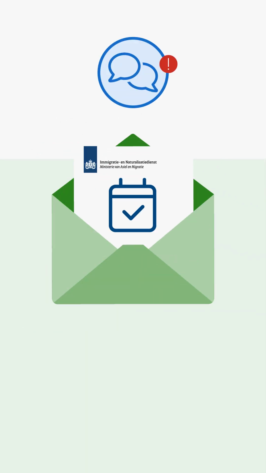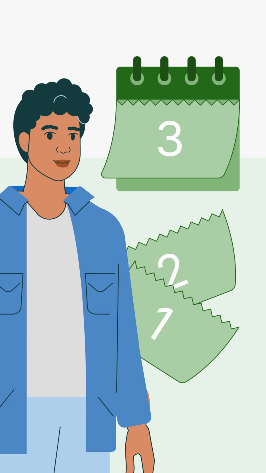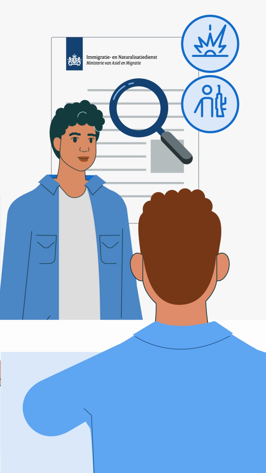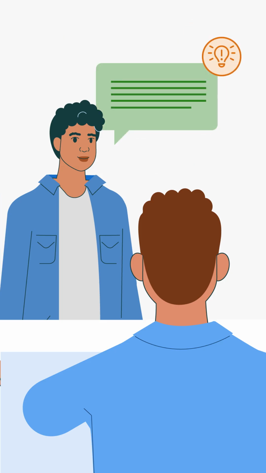Detailed hearing. You will get a detailed hearing. This is the most important conversation with the IND. You will receive the date of the interview in a letter. Keep in mind that long waiting times may mean that it takes some time before you receive an invitation for the detailed hearing. The IND wants to know why you are personally at risk and cannot return to your country of origin. Therefore, it is important that you explain everything clearly.